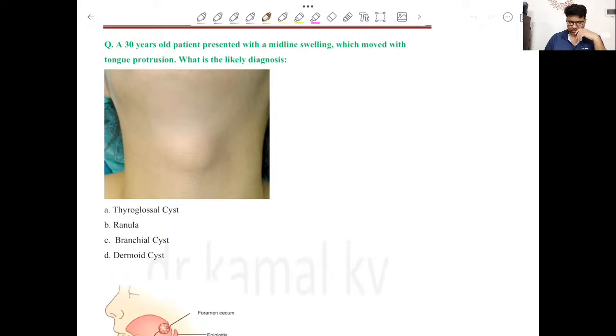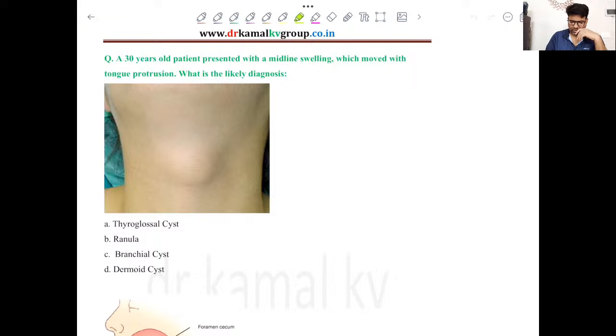So here we go. The very first question was about a person with a midline swelling, and this actually moved with tongue protrusion, right? The moment you have these kind of hints, it is quite easy to make a clear-cut diagnosis. So I think everyone can make a clear-cut diagnosis. The swelling is in the midline, something like this, okay?